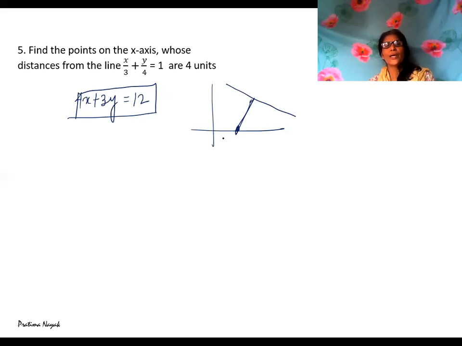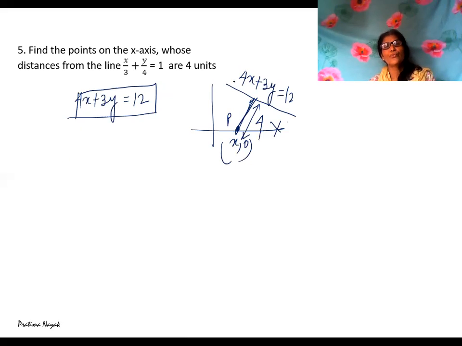Any point on the x-axis we can write as (x, 0). The distance from the x-axis point to the line 4x + 3y = 12 is given as 4. You have to find the value of x. No problem, we'll put the same formula.